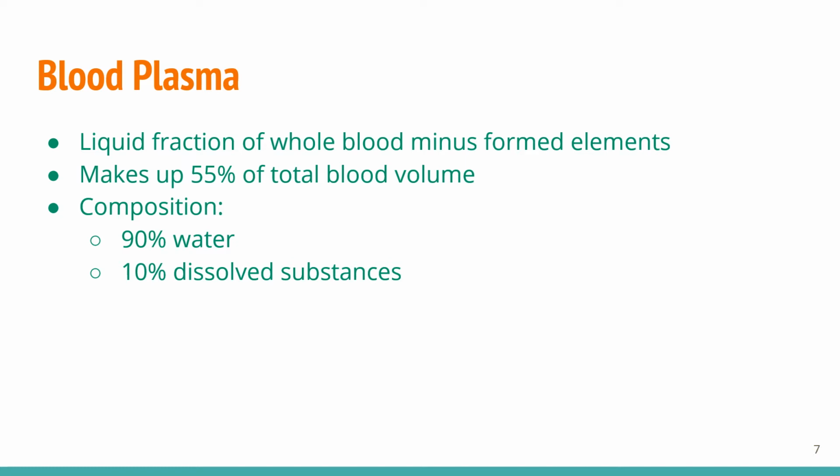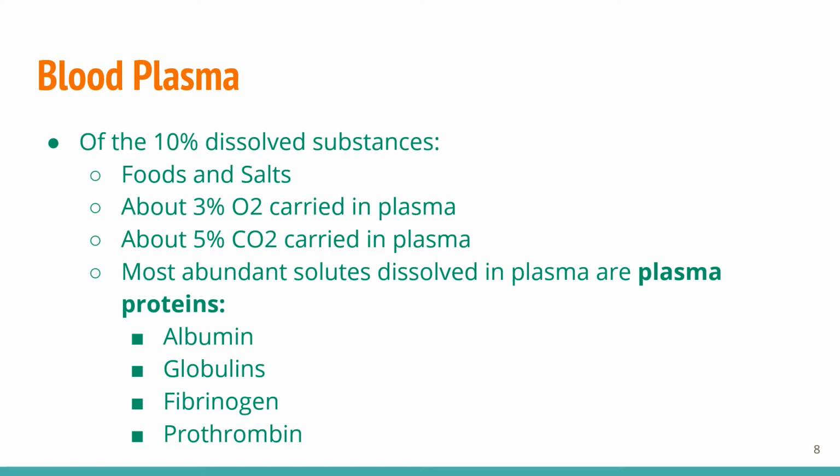All right, so again, going over basically what I just said. You also have this 10% of dissolved substances, which is food and salts. About 3% oxygen is carried in the plasma, and about 5% of CO2 is carried in the plasma. The most abundant solutes dissolved in the plasma are our plasma proteins, which I just went over: albumin, globulin, fibrinogen, and prothrombin.